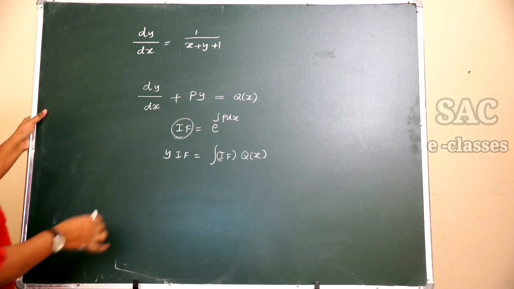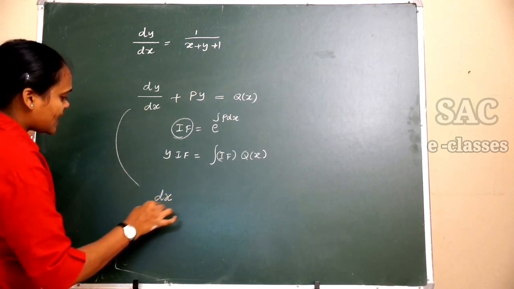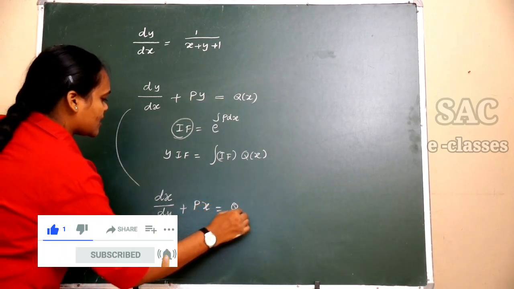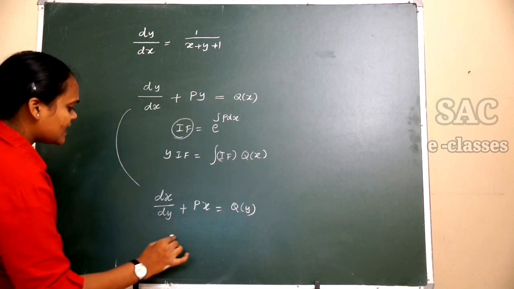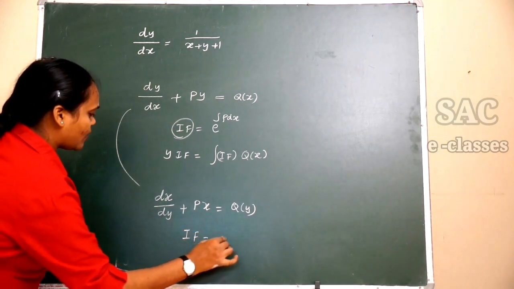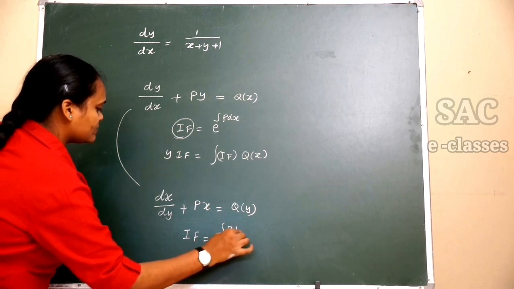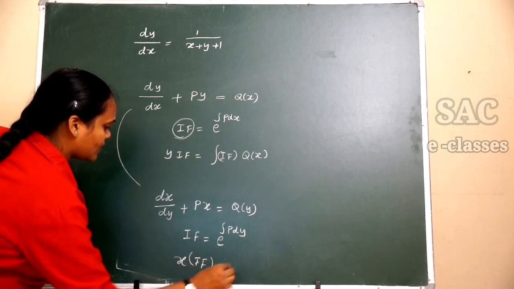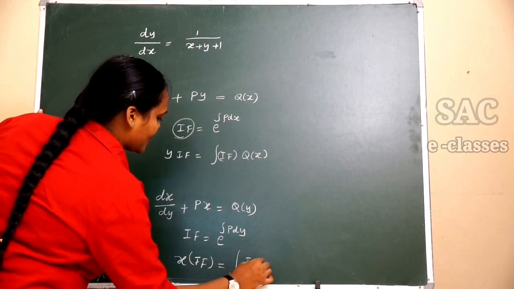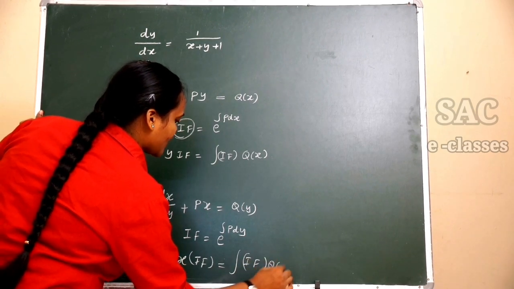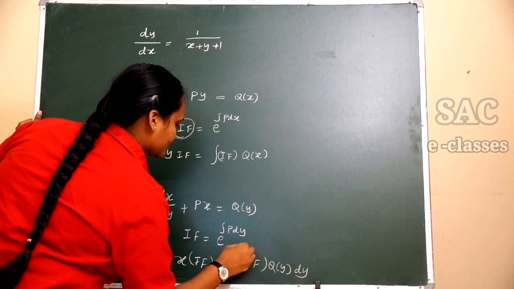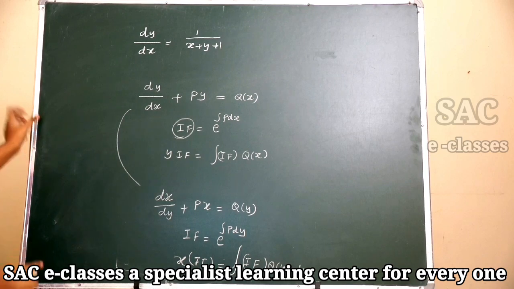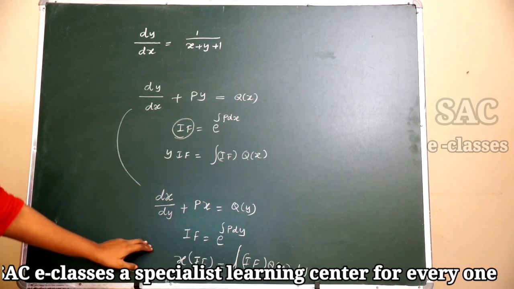solution. And sometimes you can observe dx/dy + Px = Q in terms of y. Its integrating factor IF is equal to e to the power integral of P dy. So x into the integrating factor equals the integration of the integrating factor into Q of y dy, which will be the solution. But here it is not in variable separable form, and not in the form of a linear differential equation either.